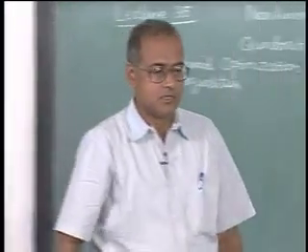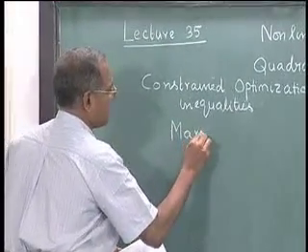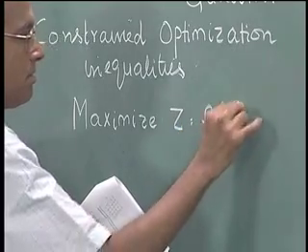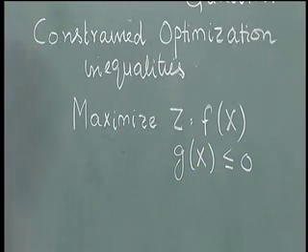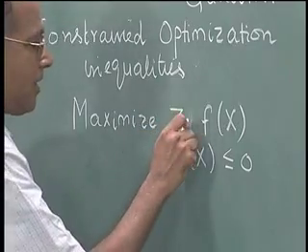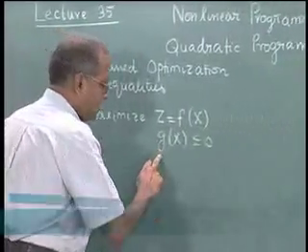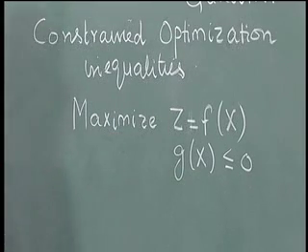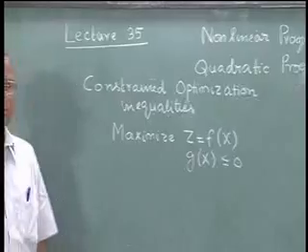as constraints. So, the constrained optimization problem with inequalities would be of the form maximize z equal to f of x subject to g of x less than or equal to 0. Now, we have already mentioned that in nonlinear optimization, we do not have an explicit condition that x has to be greater than or equal to 0. So, if there is a restriction that x has to be greater than or equal to 0, then it has to be included as a constraint in the problem. Therefore, all these constraints can be written in the form g of x less than or equal to 0.